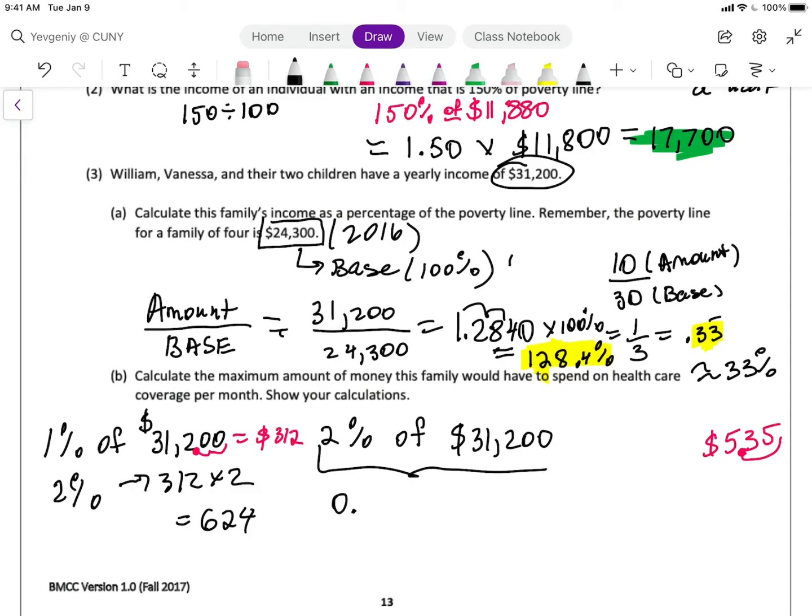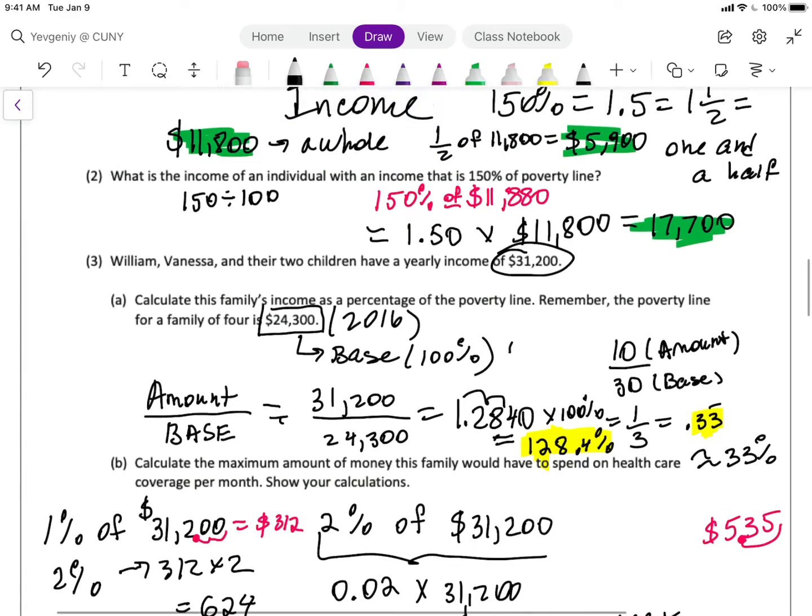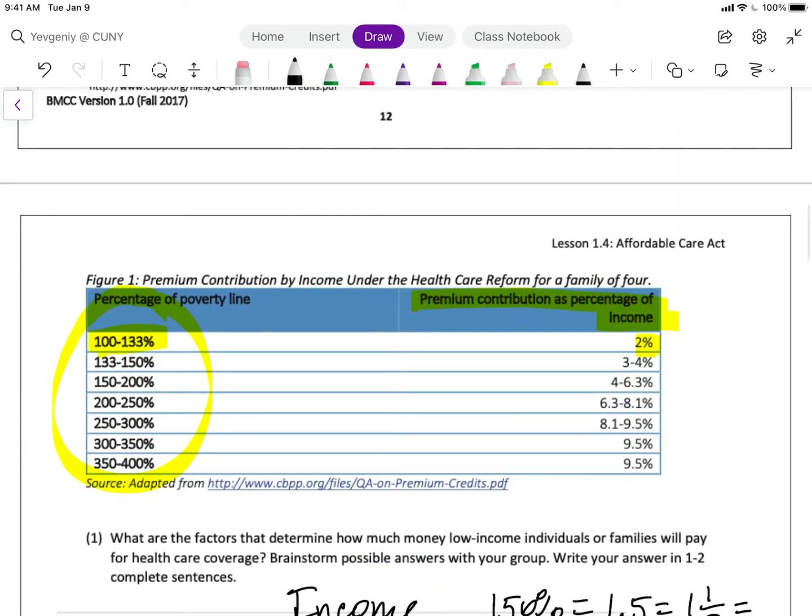2% is 0.02. Remember, divided by 100, or use the percent symbol in your calculator. Or you can even type it out like that, in decimals. So you got that, and then you multiply by 31,200, and you're going to get the same answer, $624 per year.